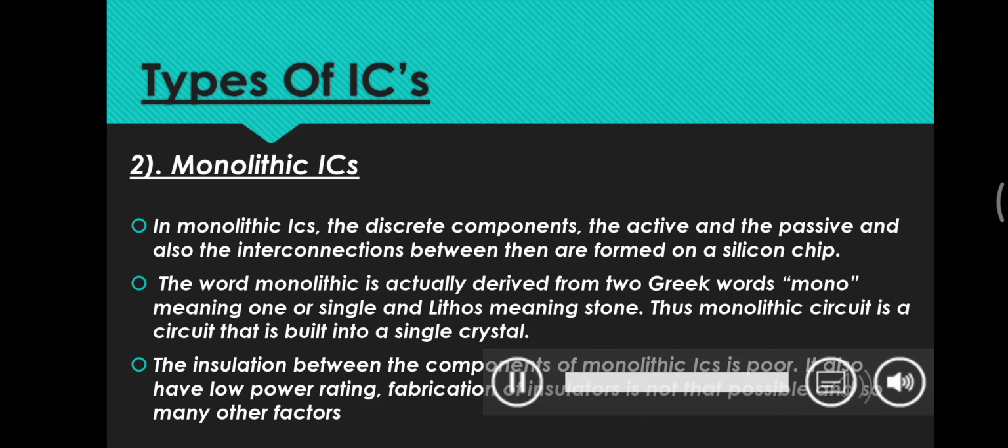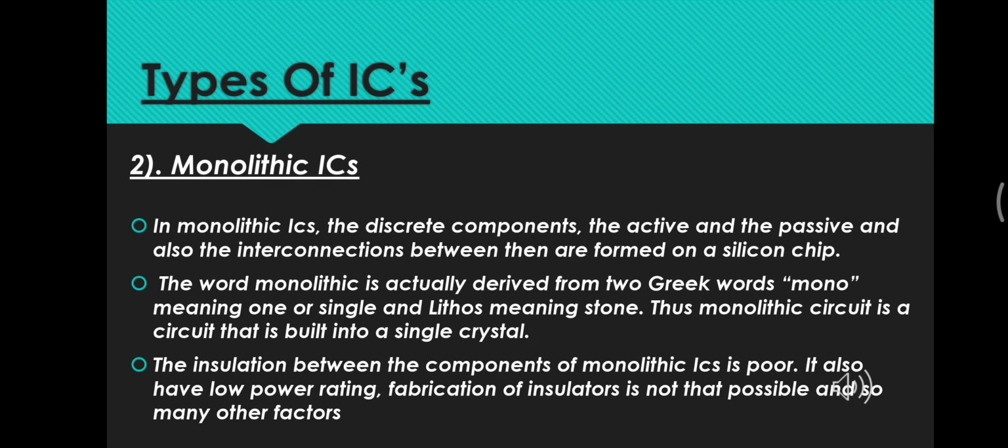Types of ICs. Monolithic ICs. In monolithic ICs, the discrete components, active and passive, and also the interconnections between them are formed on a silicon chip. The word monolithic is derived from two Greek words, mono meaning one or single, and lithos meaning stones. Thus, a monolithic circuit is a circuit that is built into a single crystal.